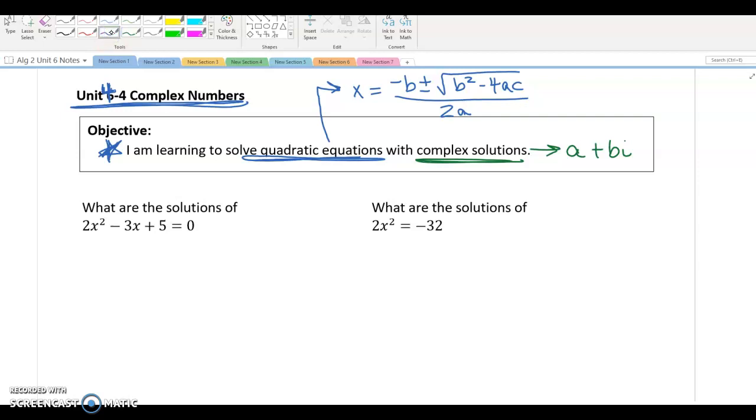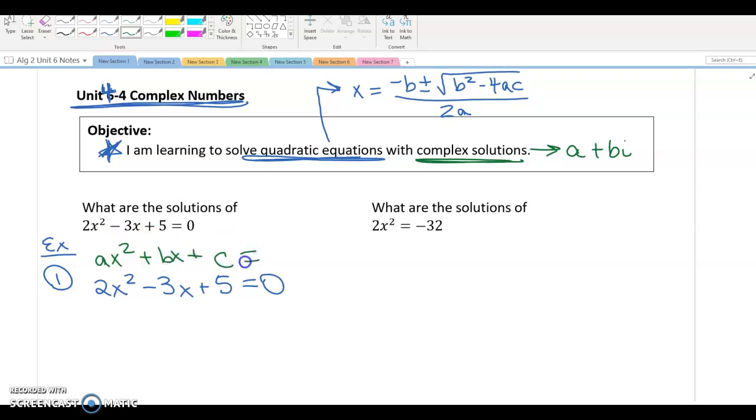So, to start off with, our very first problem is 2x squared minus 3x plus 5 equals 0. Do you all remember the very first step for all quadratic equations, no matter what they look like? Yeah, it has to be equal to 0, and it has to look like your ax squared plus bx plus c. Now, we match it up.